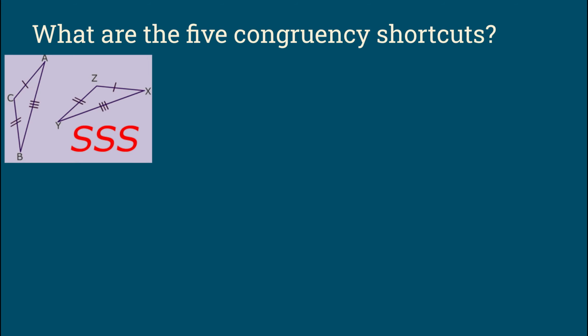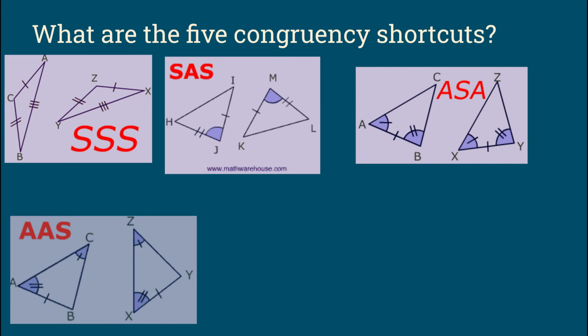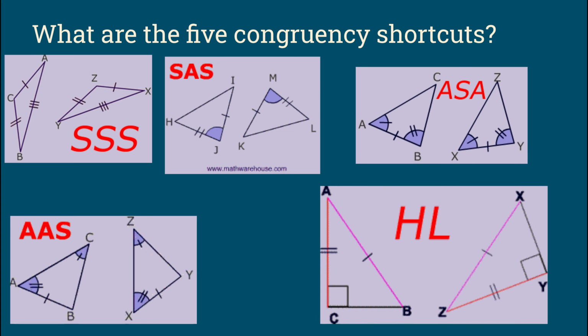We have side-side-side, side-angle-side, angle-side-angle, angle-angle-side, and the hypotenuse leg. Okay? Now, we keep these in mind because these are the goals of what we're trying to get. We're trying to use shortcuts because if you're trying to prove 2 triangles are congruent, remember that you have to have all 6 parts of one congruent to all 6 parts of the other. But because of these shortcuts, if we can find these 3 specific parts are congruent to those other 3 specific parts by using these, we can get to a congruent triangle a lot quicker.